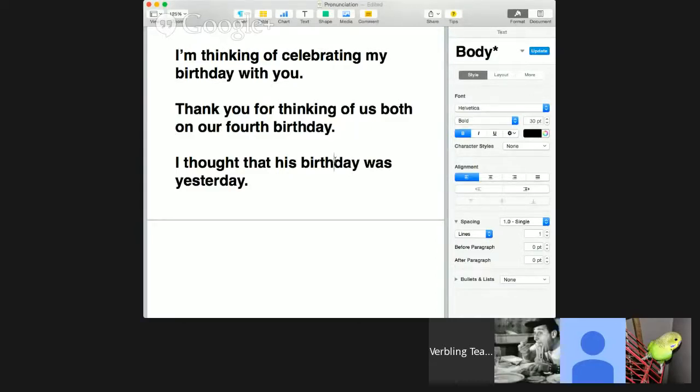I'm thinking of celebrating my birthday with you. Thank you for thinking of us both on our 4th birthday. I thought that his birthday was yesterday. Well done, Giselle. You have improved so much since we've started practicing.